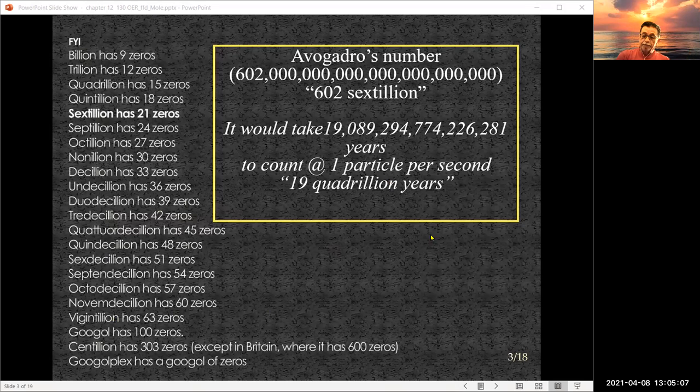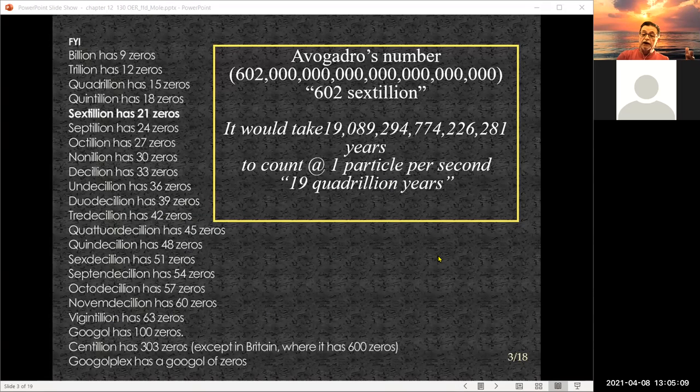Here's an example. Basically, that number is 602 sextillion. Humongous, right? You see that number? It would take 19 quadrillion years to count that number if you were to count one number or one particle per second. 1, 2, 3, 4. I'll see you in 19 quadrillion years. That gives you an idea of how big it is.